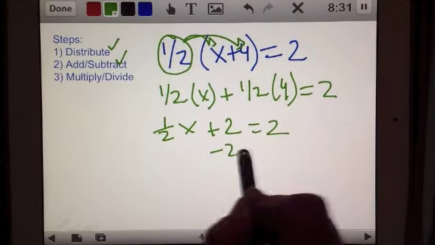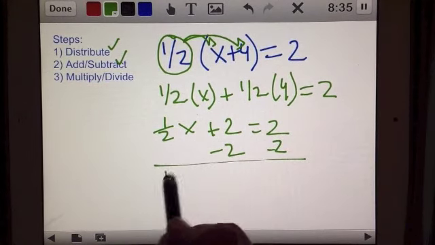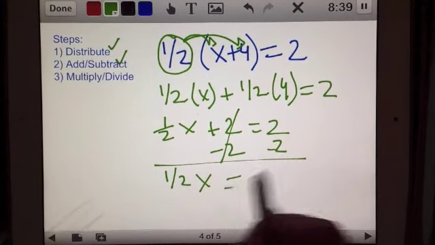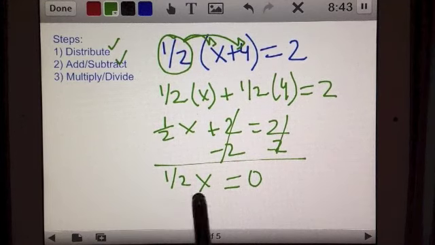So if I take 2 away from each side, what I will end up with is 1/2 x, these cancel out, equals, oh, and those cancel out, so I'm going to get 0. So 1/2 x equals 0.